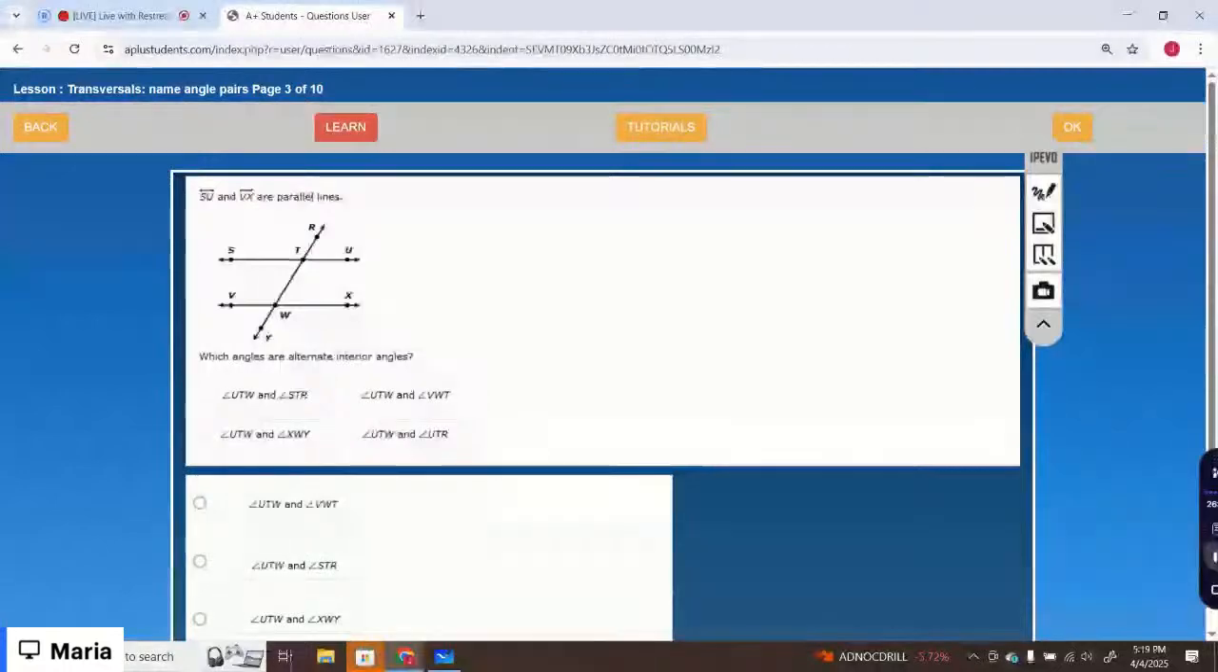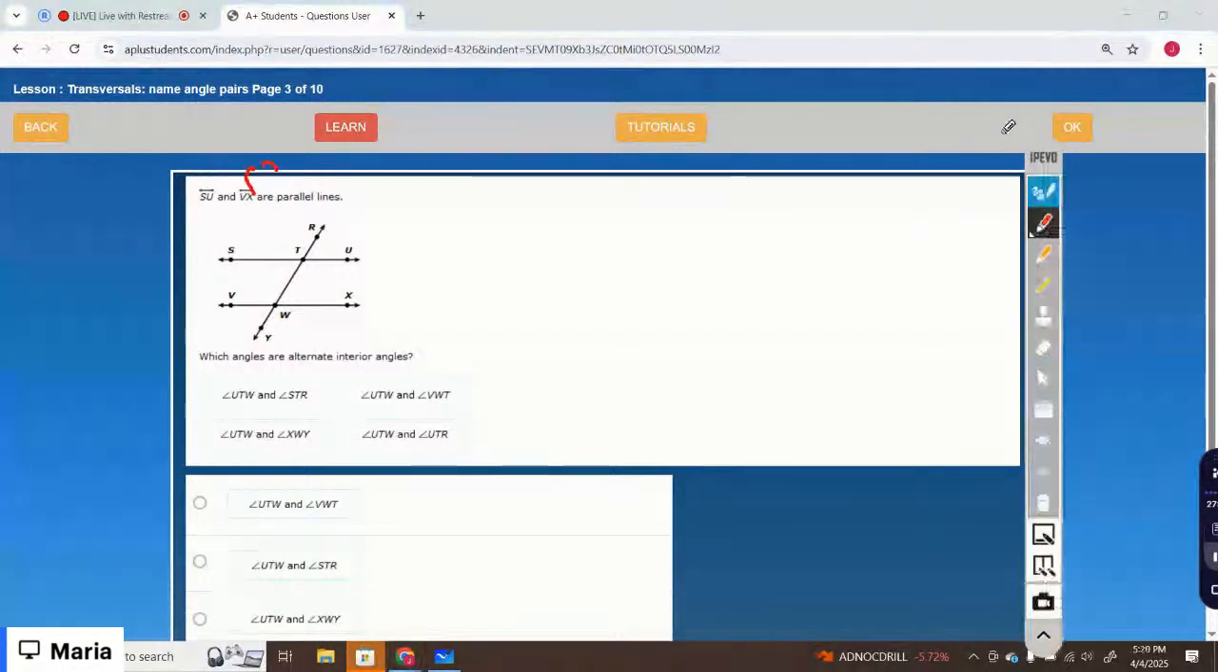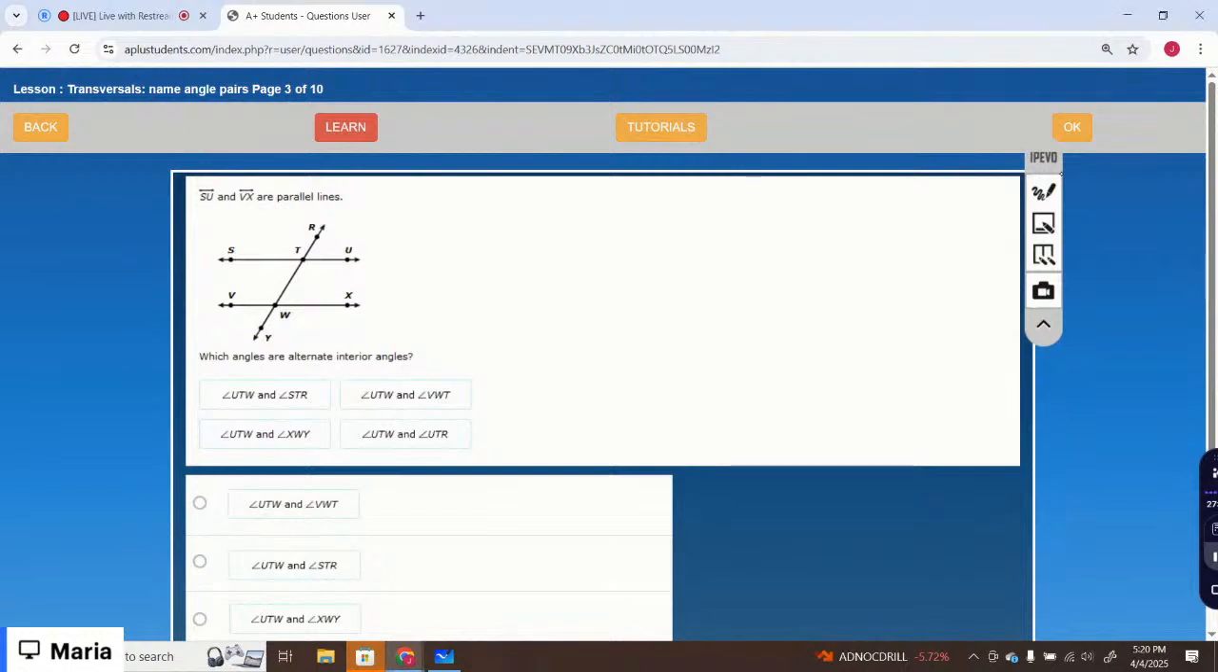SU and VX are parallel lines. Which angles are alternate interior angles? So now we have to find the alternate interior angles. Alternate interior angles are the angles that are formed when a transversal passes through two lines, right? This angle and this angle are alternate interior angles, and angle W and angle D are alternate interior angles. Now let's see the names we are given. Which one is the alternate interior angle?